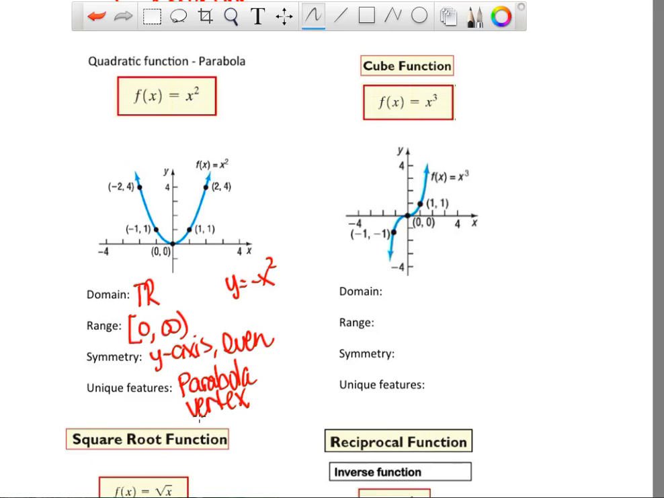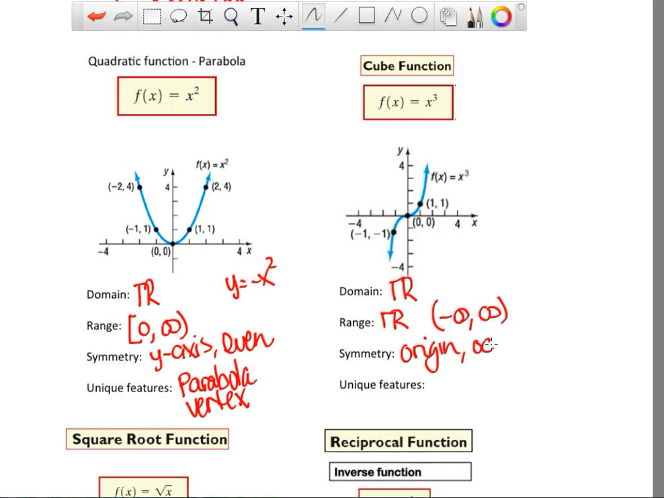So a cube function is pictured over here. It's similar to x squared, but clearly a little bit different. So all real numbers again, and part of that is because both x squared and x cubed are polynomial functions, and we'll get to that later in the year, but all polynomial functions have a domain of all real numbers. The range, well, because it's a cube, it can be negative, so this range is also all real numbers. I forgot to write that, so if I want to write that like an interval, you could do it this way.